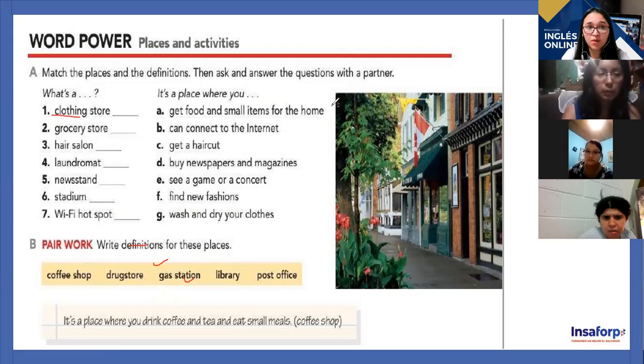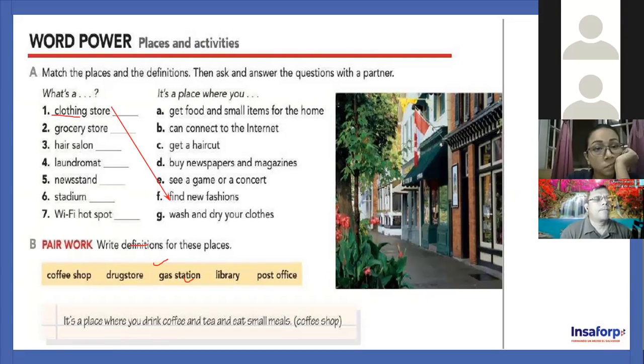Gabriela, can you help me with number one? Okay. A clothing store. Mm-hmm. What can be the definition? What puede ser the definition of the clothing? Maybe letter F, find new fashion. Okay, find, very good. Find new fashions. Okay, excellent, Gabriela.